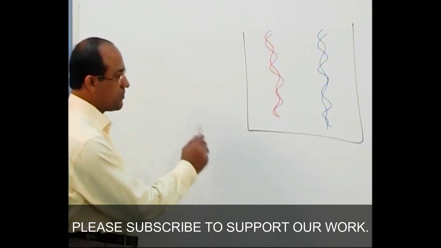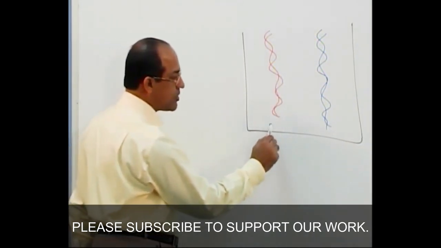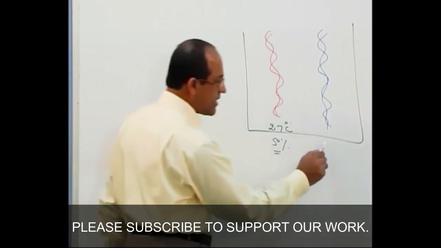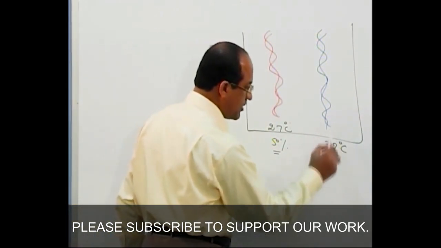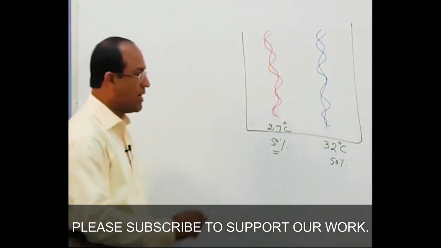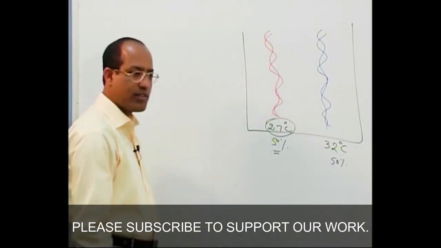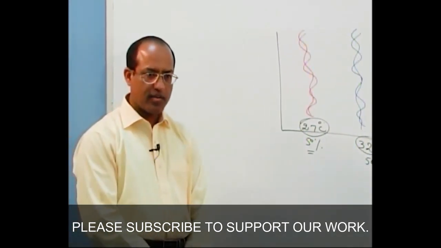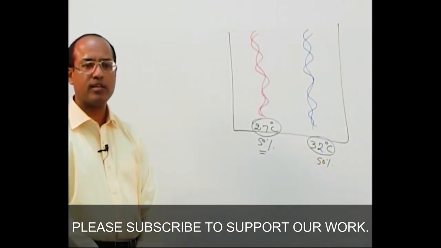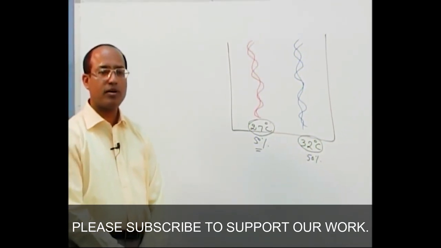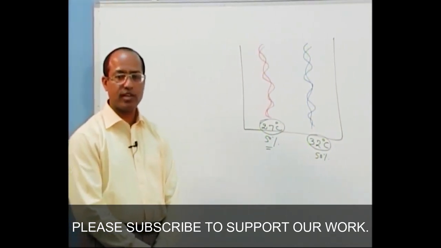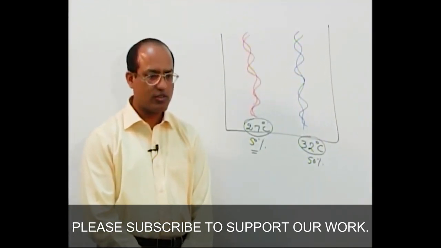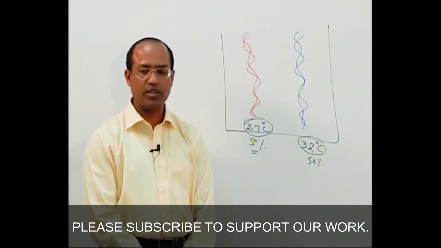For example, as you keep on taking the temperature up, at 27 centigrade, 50% of this red is denatured. And at the temperature of, let's suppose, 32, this one is 50% denatured. So melting point for the first is 27 centigrade, and melting point for the second is 32 centigrade. Am I clear? So what is melting point? Melting point is the temperature at which half of the DNA double strand denatures, then it converts into single stranded configuration.